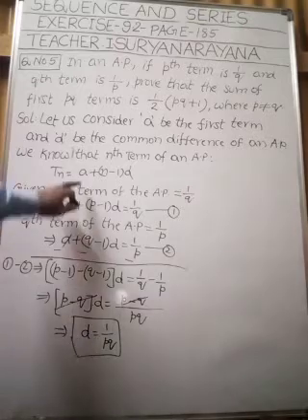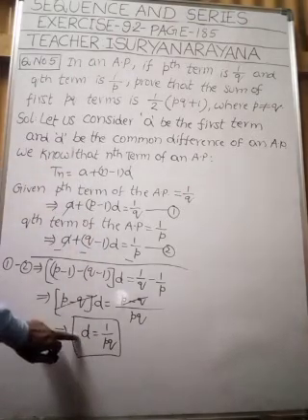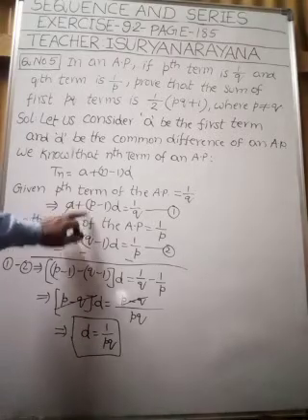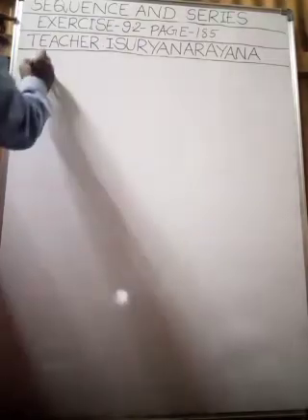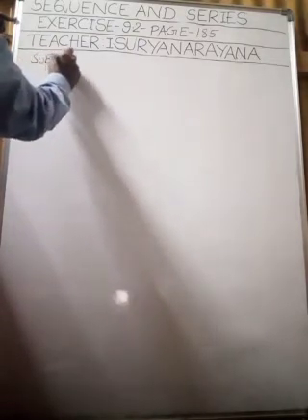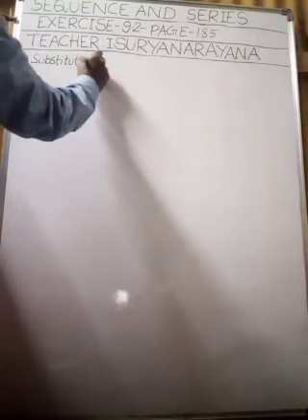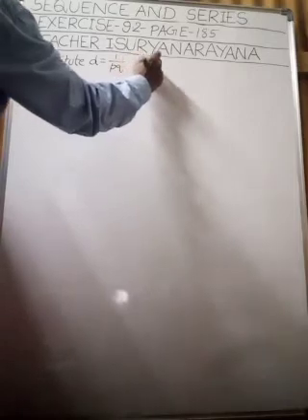Now we have to find the first term of this arithmetic progression by substituting this value of D in equation 1 or in equation 2. Understood this point, my children? Right. Now let us substitute D is equal to 1 by PQ in the equation 1.